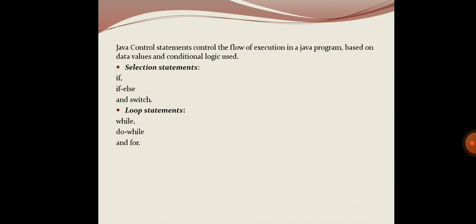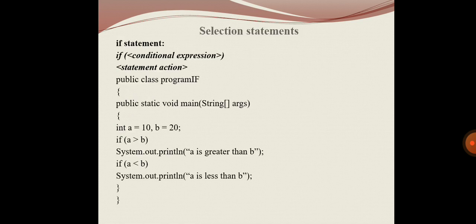Control flow statements are used to control the flow of execution in a Java program based on the values of expressions or any conditional logic used in the statement. Here we have different types of statements: selection statements, loop statements. Selection statements are if, else, and switch, and loop statements are while, do while, and for. We also have transfer statements, that is break, continue, return, etc. First, let us see the selection statement.